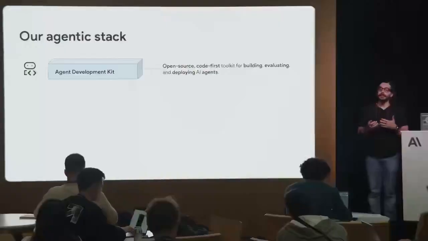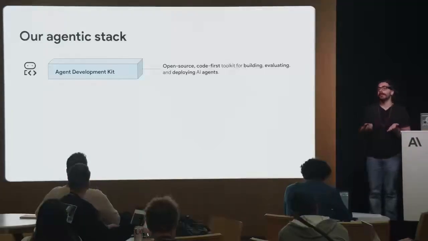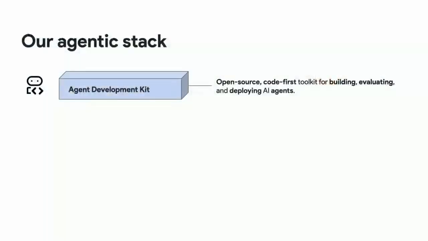So with these challenges in mind and these three main reasons that we want to address, that's why we defined our own agentic stack on Google Cloud. And our agentic stack is composed of four main components. The first one is Agent Development Kit, which is an open source, code-first, and developer-friendly framework that will allow you to build, evaluate, and deploy your agents at scale.